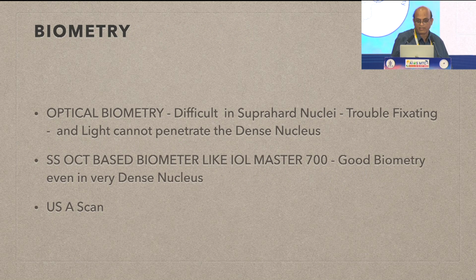Then coming to the biometry, if it is possible, one should always do an optical biometry. But this is also quite difficult because, number one, the patient cannot fixate on the target, and number two, light cannot traverse through the dense cataract. SS-OCT based biometers like the Master 700 can give a good biometry even in a very dense cataract, but if you cannot do this, one should always go back to ultrasound A scan.